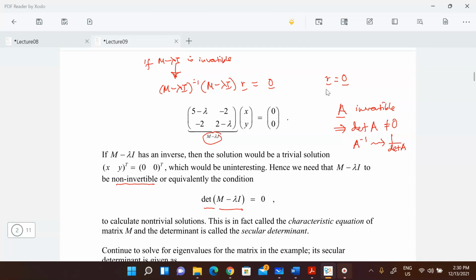And in that case, in the case of a 2 by 2 matrix, you'll get a quadratic equation in lambda. So once you solve this quadratic equation for lambda, and then substitute back that lambda into the equation over here, you should be able to get your eigenvectors.